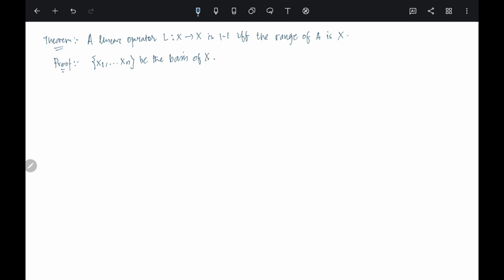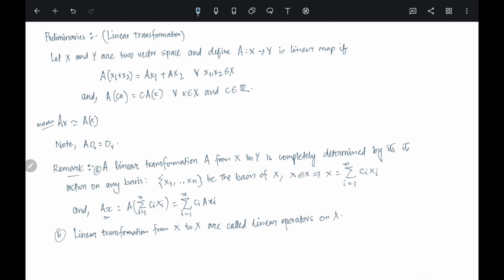What does it mean? It means that the range of A, let's just write it like this, this is the range of A. How can you write the range of A? This is nothing but the span of these elements. You can write it as the span of Ax1, ..., Axn. You remember, from the last slide you can see that any Ax can be written like this, right?